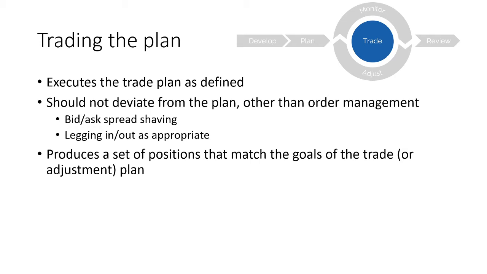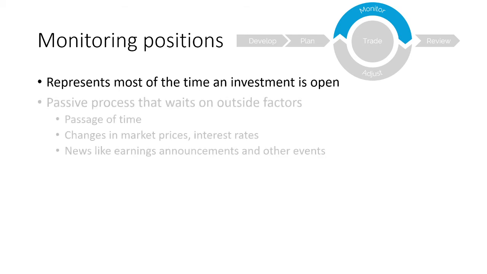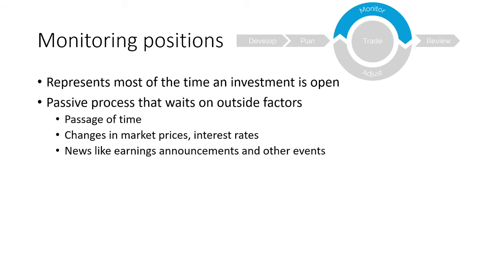Now, the next stage is one of the most often overlooked stages, which is monitoring positions. And this is really the vast majority of the time that you spend as an investor is monitoring your positions. So we developed a view, we planned a trade, we traded our plan, and now we're watching our investment in the market. And while we're sitting here, there's a bunch of things that are going to happen, from day to day. So it's a really passive process, and it waits on outside factors. There's not much you can personally do during this, which is why it's important to include adjustment criteria and the things you're going to monitor in your trade plan.